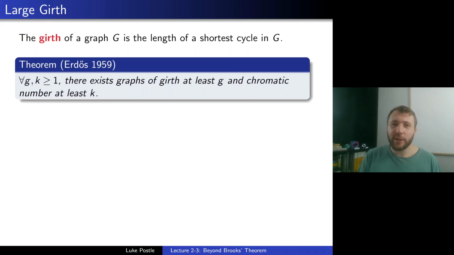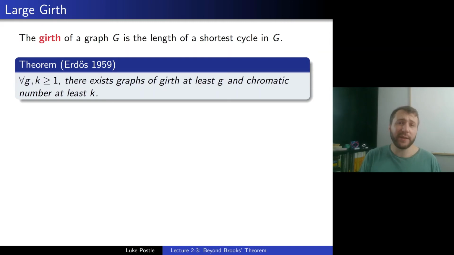Here's a very nice theorem of Erdős from 1959, which had been open, and then he showed that for every g and k at least one, there exist graphs of girth at least g and chromatic number at least k. So people wondered, can triangle-free graphs have arbitrarily large chromatic number? And Tutte had shown that that's true, and there's things like the Mycielski construction that do that. But Erdős was the first to show this for all girths. So if you want girth 1,000,000 and chromatic number 1,000,000,000, we can get that for you.